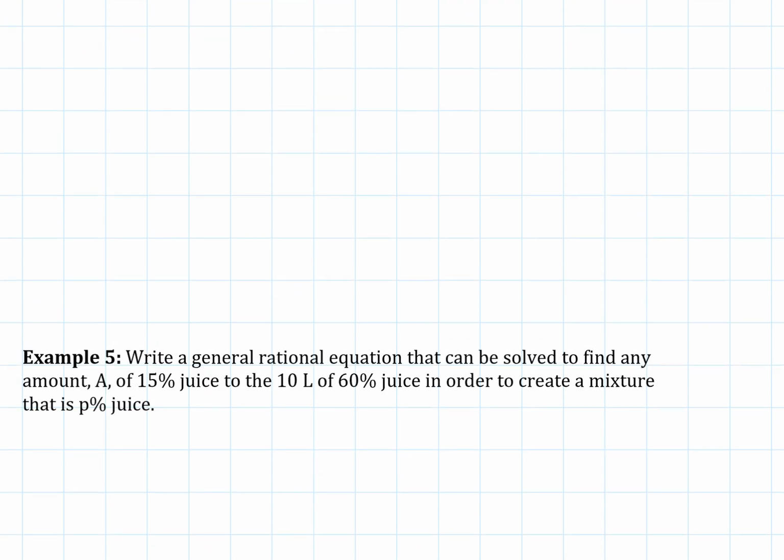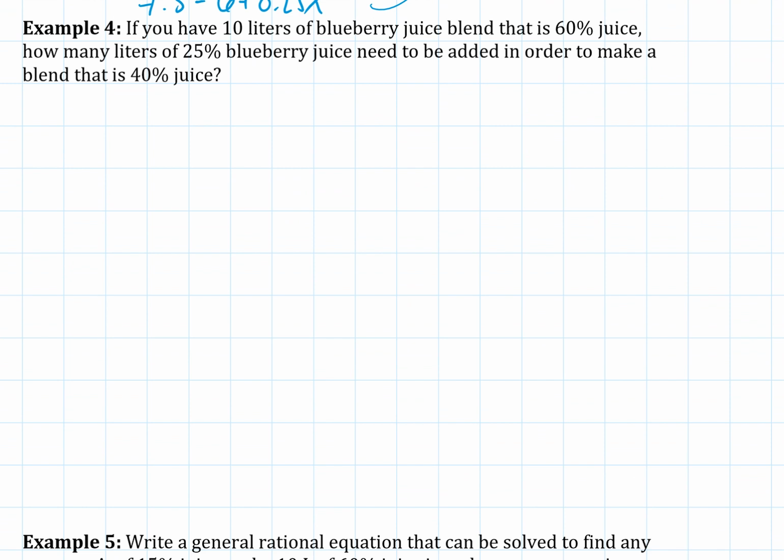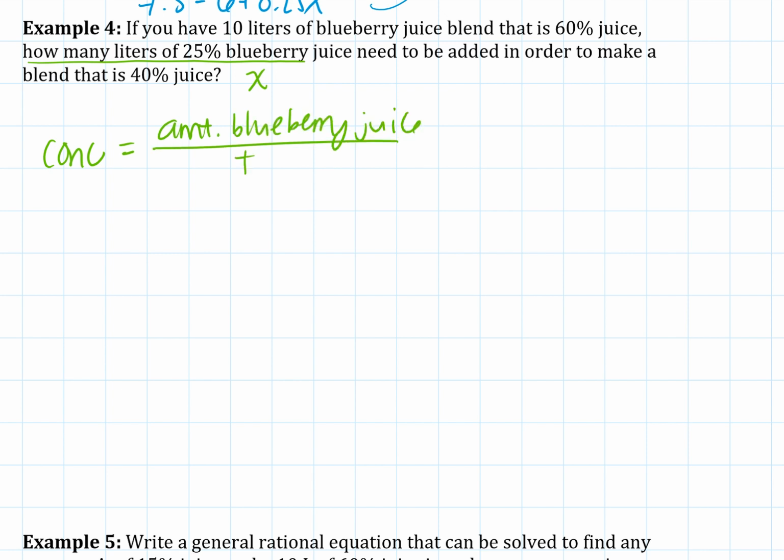Okay, we've got just a few examples left. If you have 10 liters of blueberry juice, that's 60% juice. How many liters of 25% blueberry juice need to be added in order to make a blend that's 40% juice? How many liters of 25% juice? That's the thing we don't know. We'll call it X. Again, my concentration is the amount of blueberry juice over the total volume.